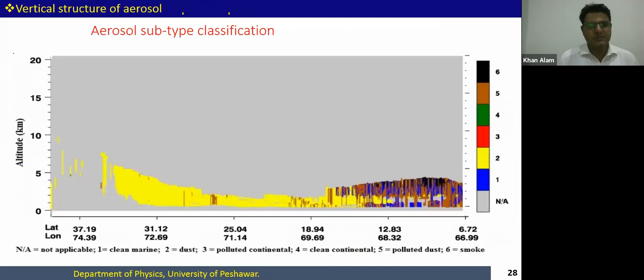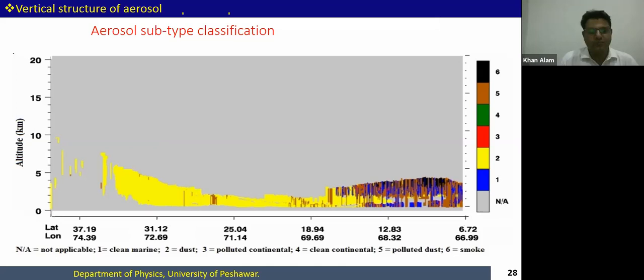This is the CALIPSO vertical profile from the same dusty days. If you look at this yellow color, it corresponds to dust. The whole region starts from a latitude of 37.919 to almost 17 latitude, and longitude from 74 to 69. This region belongs to the Middle East and Pakistan.